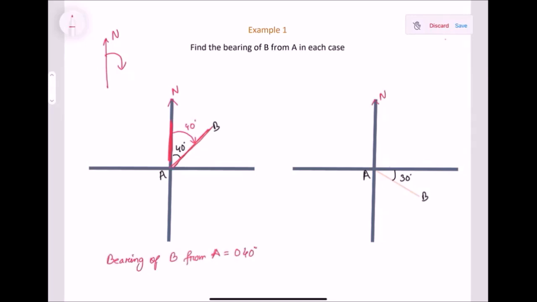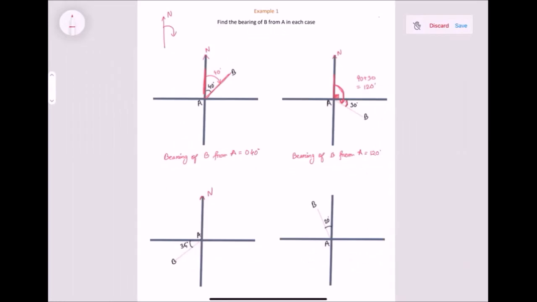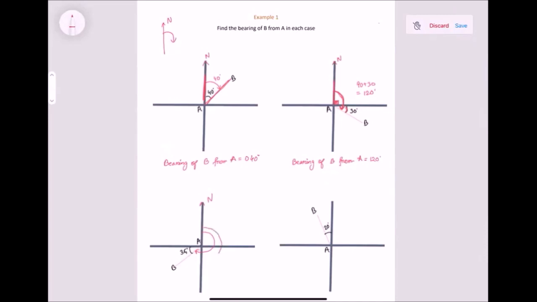Okay, so for the next one, the bearing will be this angle, as in you need to start from the north line, then you move in a clockwise direction. So this part is 90, then this part is 30. So the total angle here is actually 90 plus 30. So for the third diagram, the bearing will be this angle. And as we know, the total angle up to this line is 270, as in 90 plus 90 plus 90. So if we need only this part, we can deduct this 35. So the bearing will be 270 minus 35.